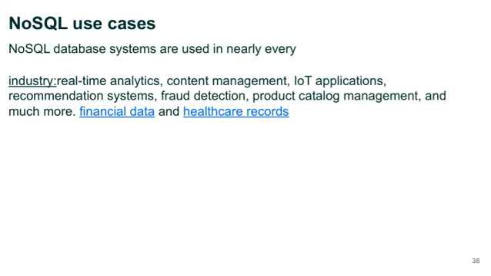Product catalog management is also a key use case, enabling e-commerce platforms to handle millions of products with flexible, scalable data structures. Overall, NoSQL's versatility makes it invaluable in handling complex, fast-changing data environments, whether it's financial data, healthcare records, or other sensitive information, highlighting its role in powering modern, data-driven solutions across industries.